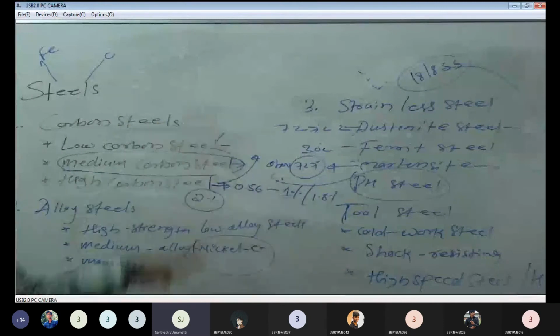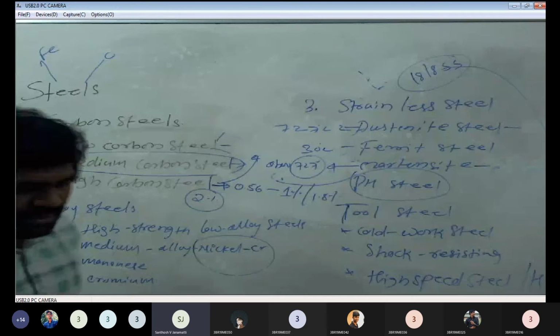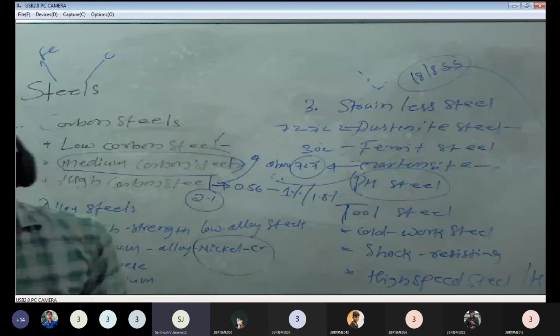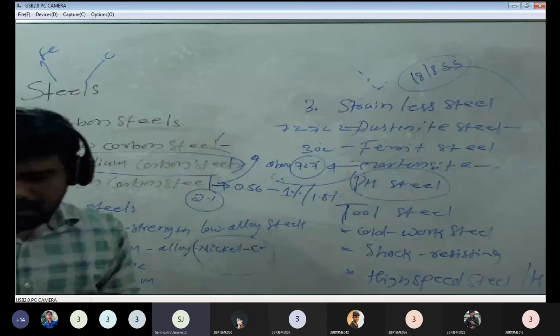I hope you understand all these kinds of steels and their properties. Now I will leave this meeting. In the next class, we will discuss the effect of alloying elements in steel. After that, we will discuss the iron carbon diagram. We will wind up this chapter and move on to heat treatment, the third module.